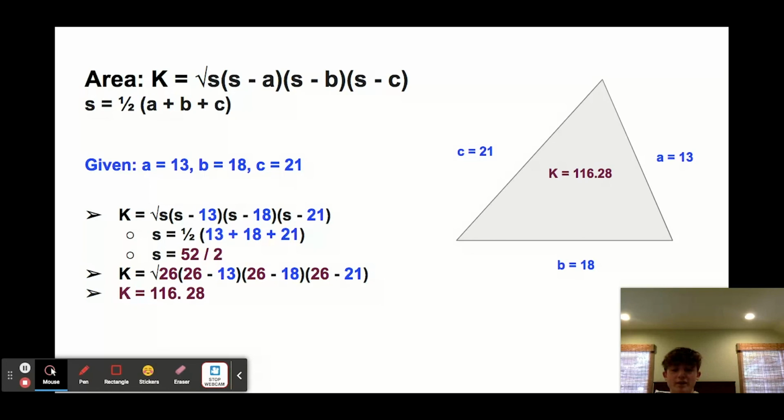Now that we have S, we can go back and solve for the area. We plug in all of our values. So K equals the square root of 26 times 26 minus 13 times 26 minus 18 times 26 minus 21. And this will simplify down to 116.28, and that is the area of our triangle.